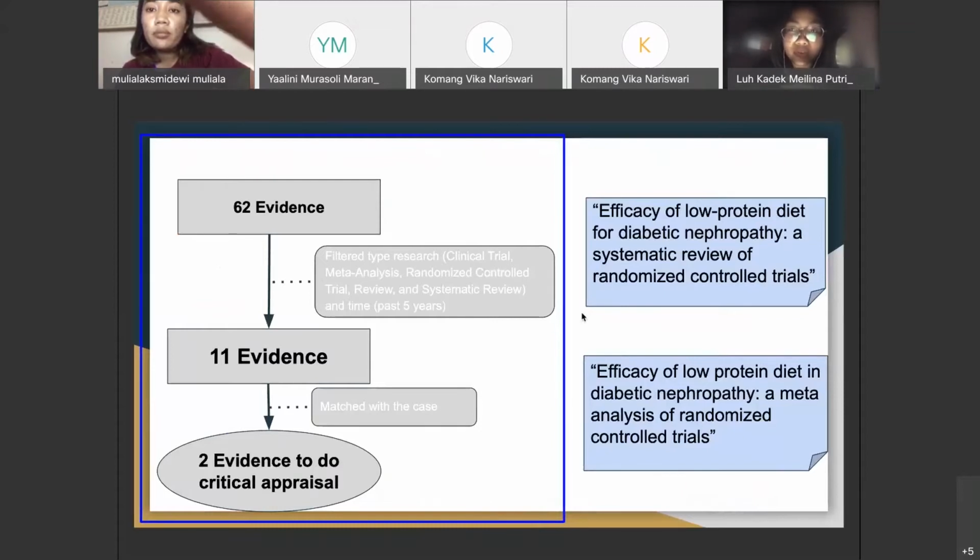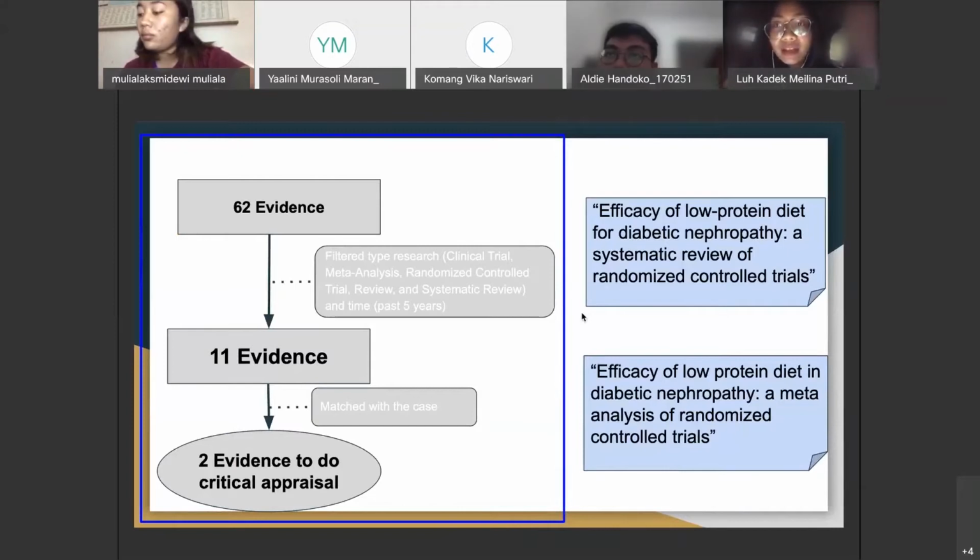From the searching, we found that there are 60 evidence from PubMed, and after that we filtered the type of research because we just focus on the therapy type. So we filter for clinical trial, meta-analysis, randomized control trial, review, and also systematic review. After that, we found 11 evidence, and then from the 11 evidence, we selected based on the cases. So we found two evidence to do the critical appraisal.